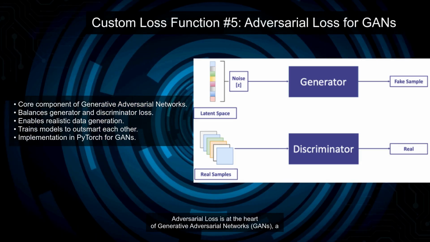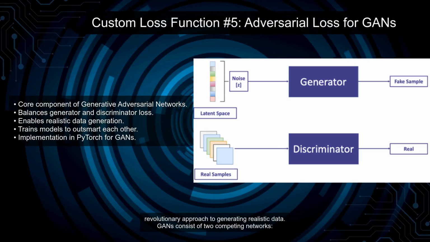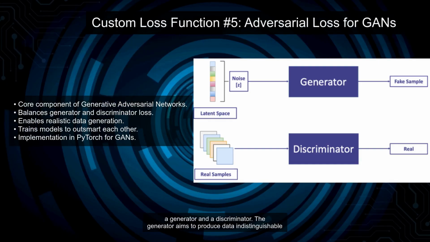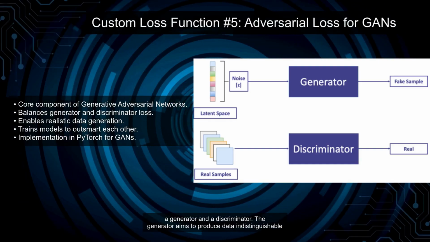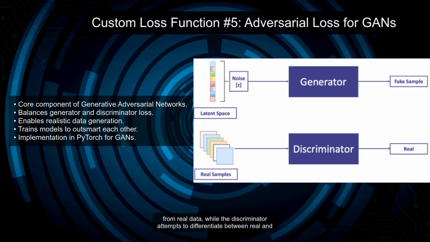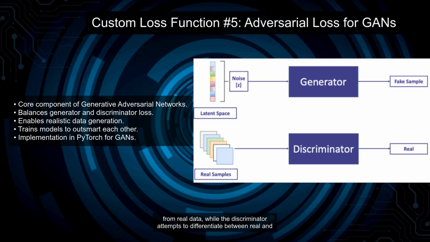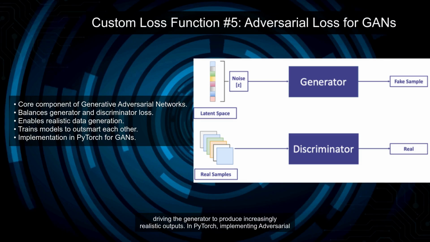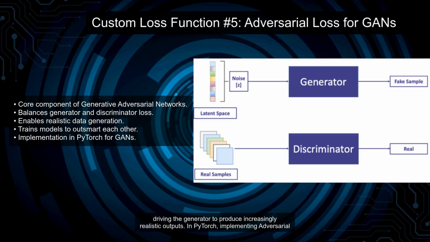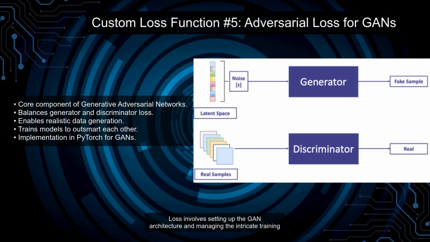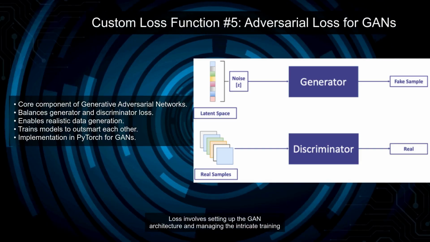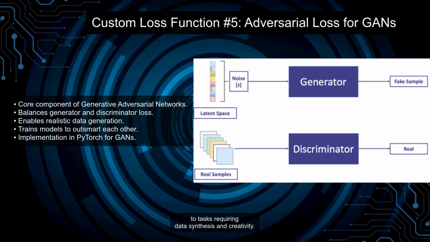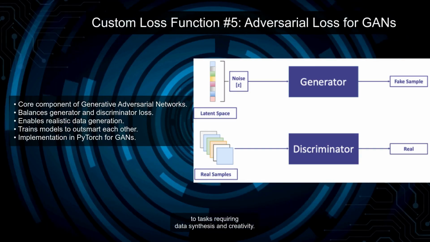Adversarial loss is at the heart of generative adversarial networks, GANs, a revolutionary approach to generating realistic data. GANs consist of 2 competing networks, a generator and a discriminator. The generator aims to produce data indistinguishable from real data, while the discriminator attempts to differentiate between real and generated data. Adversarial loss plays a critical role in balancing this dynamic, driving the generator to produce increasingly realistic outputs. In PyTorch, implementing adversarial loss involves setting up the GAN architecture and managing the intricate training loop, ensuring that both networks improve iteratively. This loss function is central to tasks requiring data synthesis and creativity.